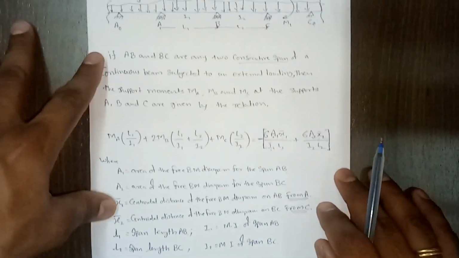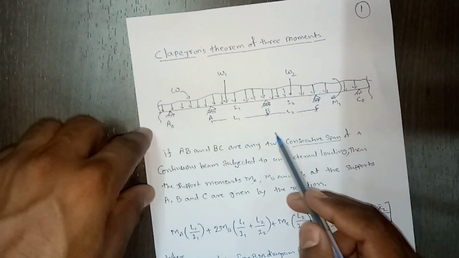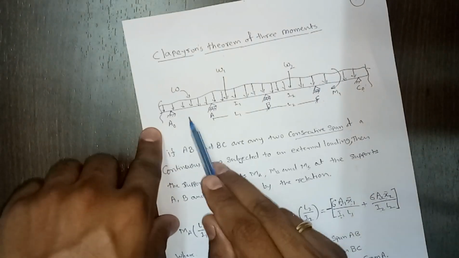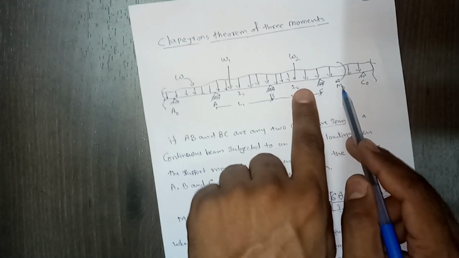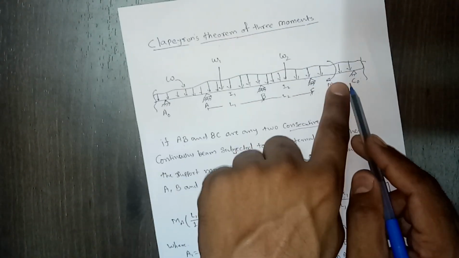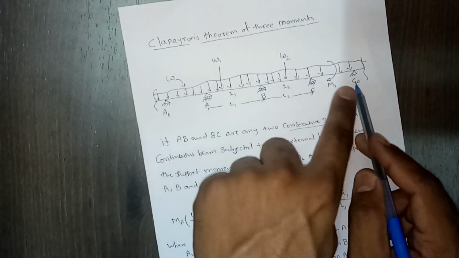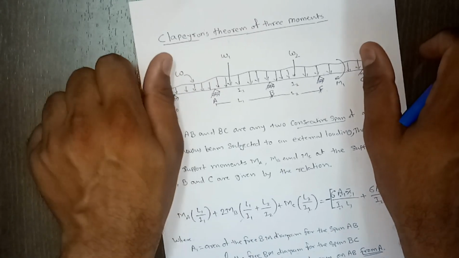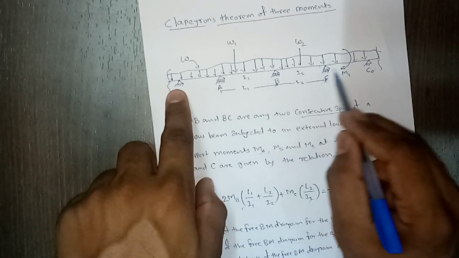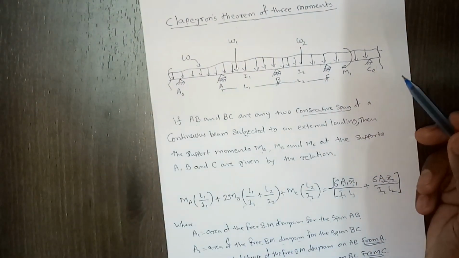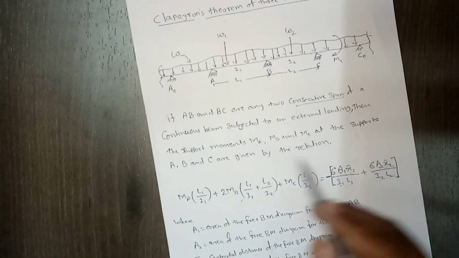So this is Clapeyron's three moment theorem. If you have more than two spans, you use this equation for the first two spans, then the next two spans, and then the next two. Here we have four spans, right? And how many supports? Five, where the beam ends here. In that case you will have five unknowns, and you can use this equation four times.